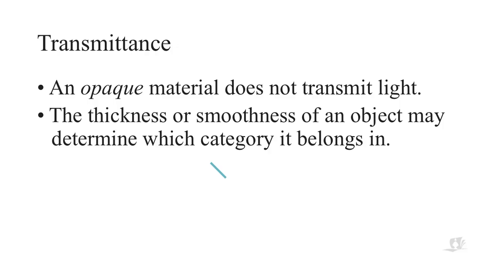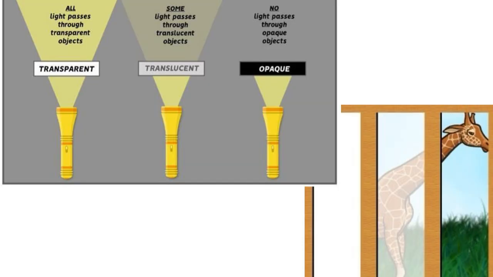So the thickness or the smoothness may determine which category it's in. You could have glass that seemingly is perfectly clear, but the shape of it changes the light and you do not see clearly through it. All right, versus a flat maybe piece of glass that is also clear, that does not distort the light. All right, so thickness and how smooth it is may change the category.